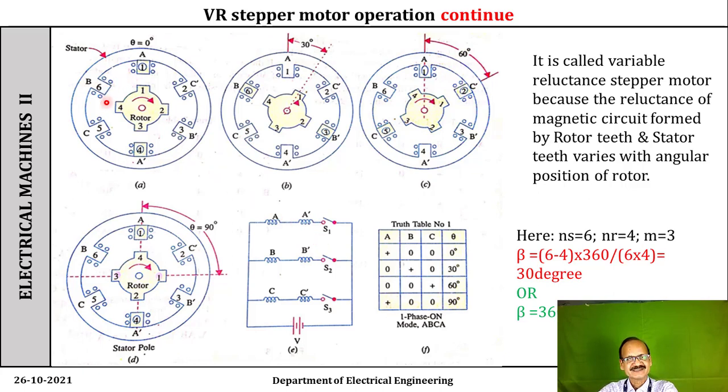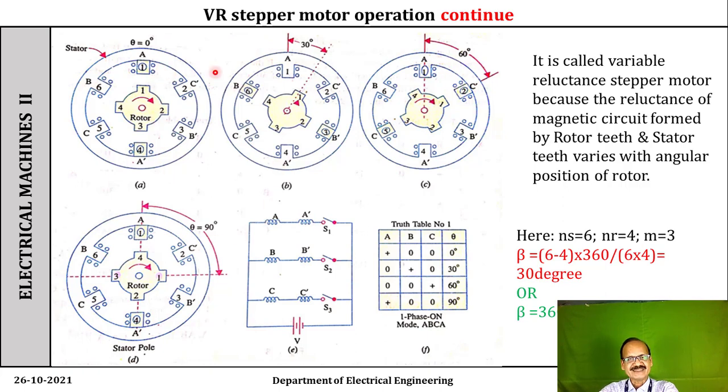Now for this construction, stator poles are 6 and rotor poles are 4. So NS is 6, NR is 4, and how many phases are there? 3 phases, 3 coils. Okay. So with 3 phases, beta equals (NS minus NR) into 360 divided by (NS into NR), which is equal to 30 degrees, or beta equals 360 divided by (M into NR). So it is also 30 degrees. So you will get steps of 30 degrees.